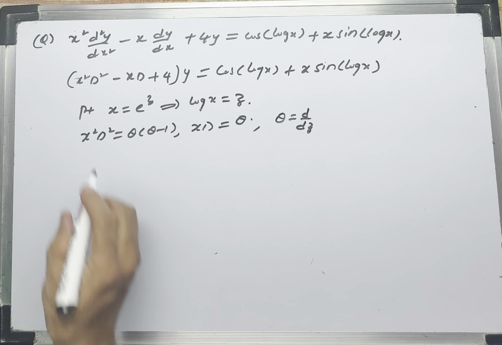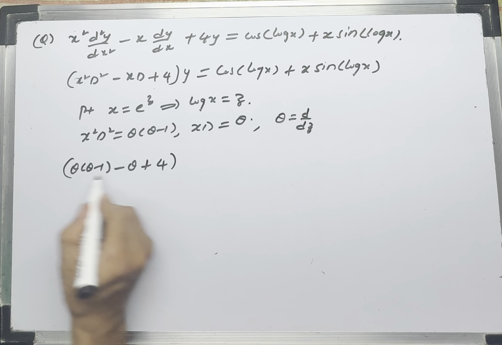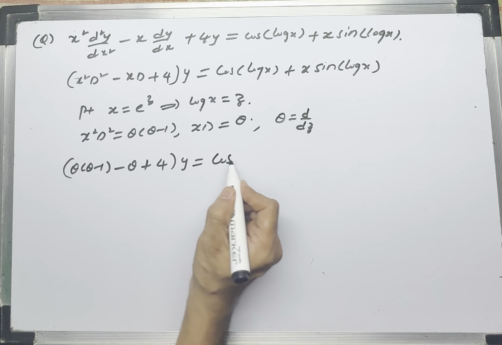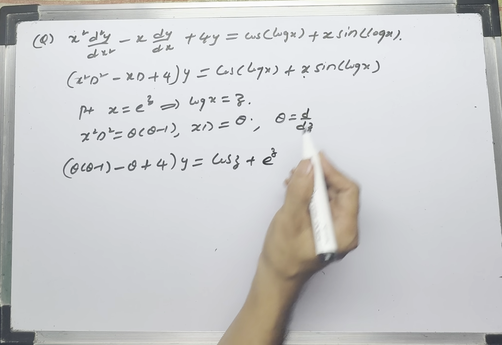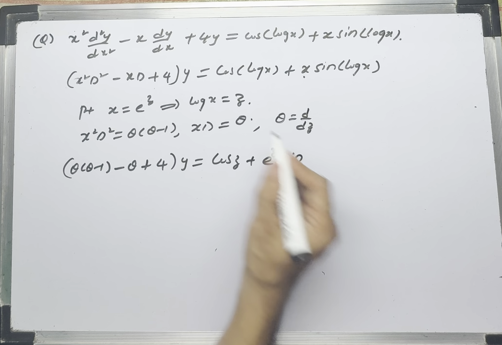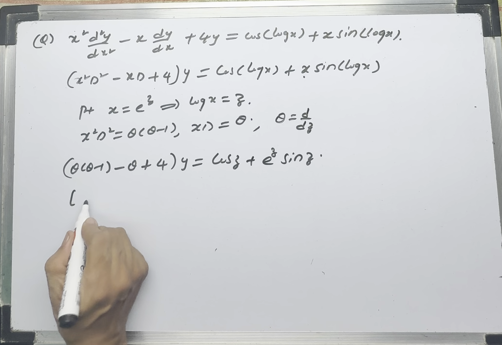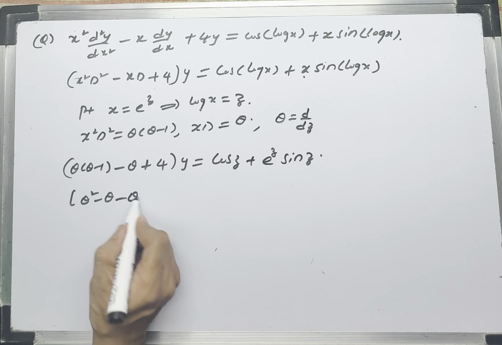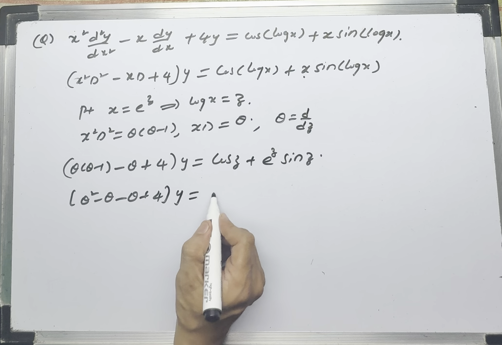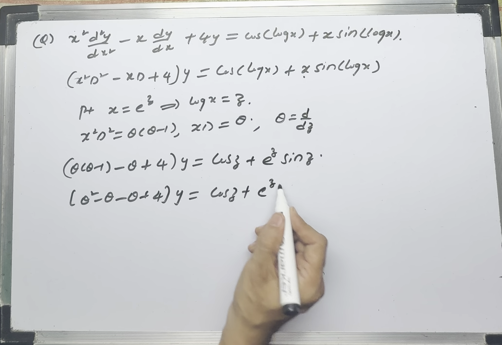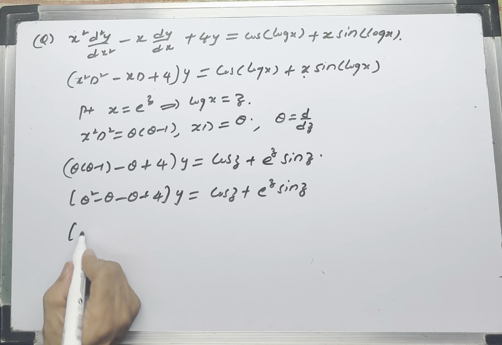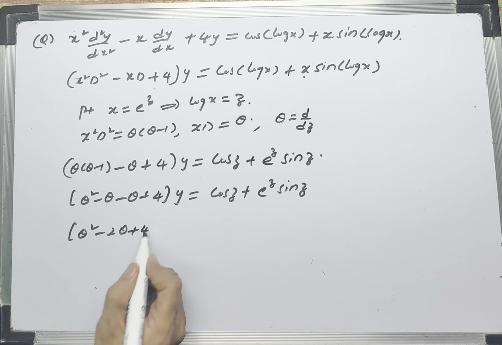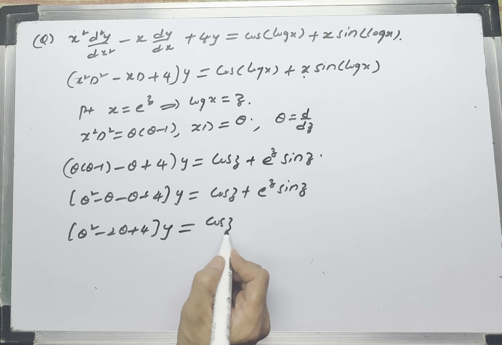So what we'll get now? Theta into theta minus 1 minus theta plus 4 into y equals cos of log x, that is z, x is e power z, sin log x, that is z. This is theta square minus theta plus 4 into y equals cos z plus e power z sin z. Fourth type of this one. This is second type. So theta square minus 2 theta plus 4 y equal to cos z.